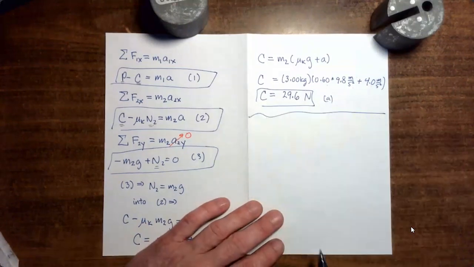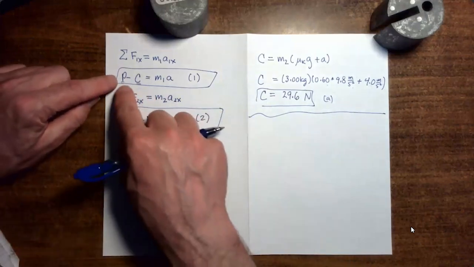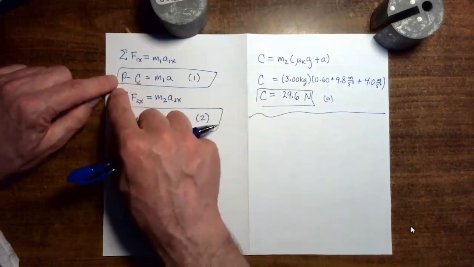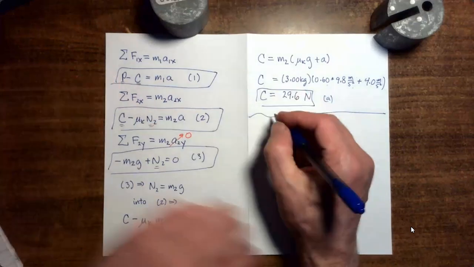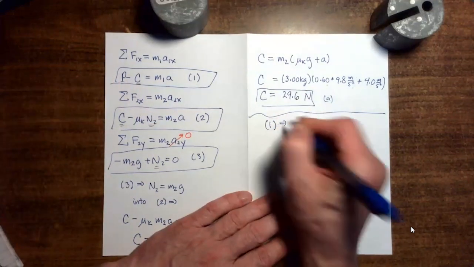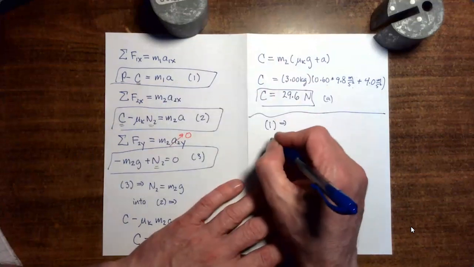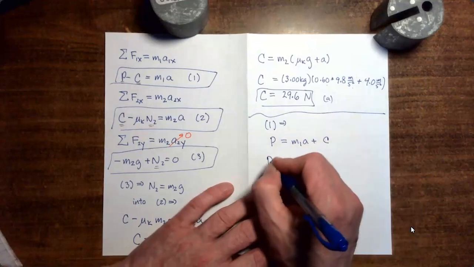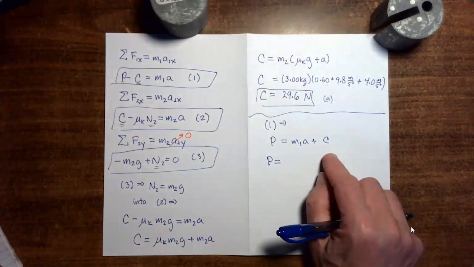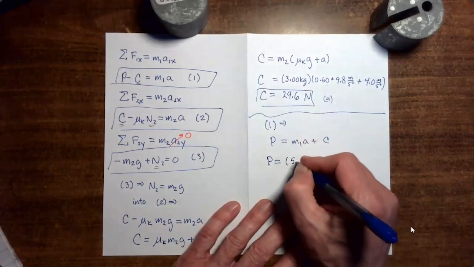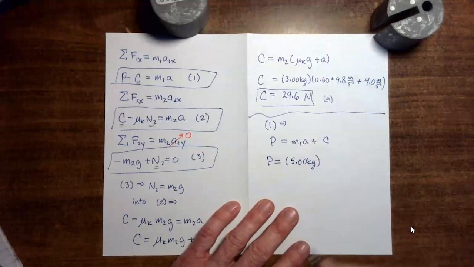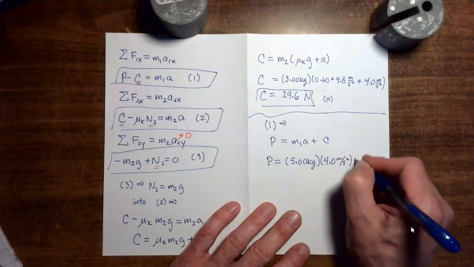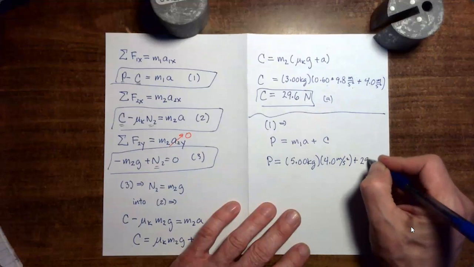Now moving on to part B. Part B asked us to find that push force from the finger. But now that we have C, the contact force, we can get the push force right away from equation 1. So equation 1, take that minus C, move it to the right, and we have P equals m1a plus C. And now let's make our substitutions. m1 was 5 kilograms. a, 4 meters per second squared. C, we just found 29.6 newtons.